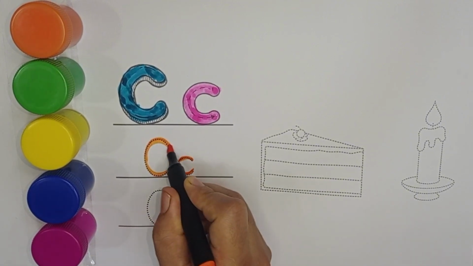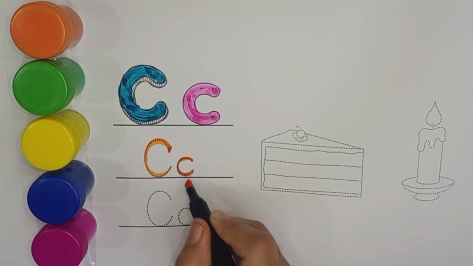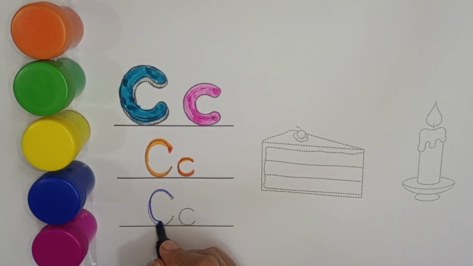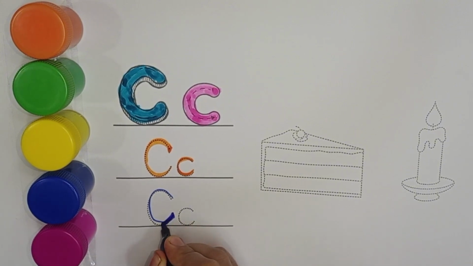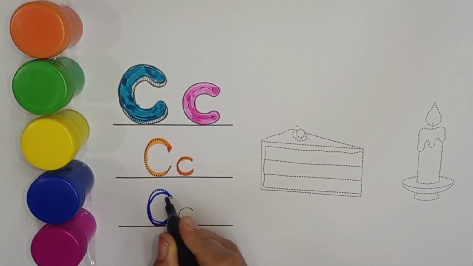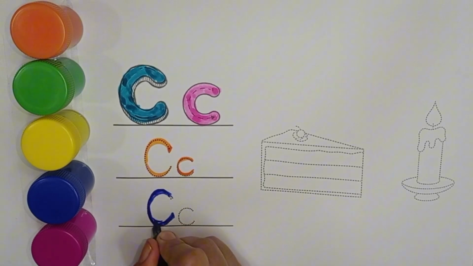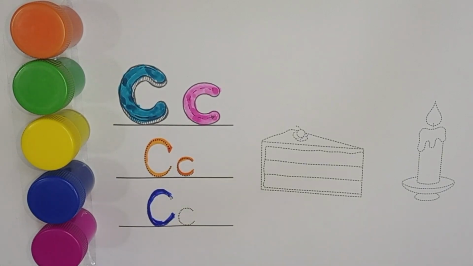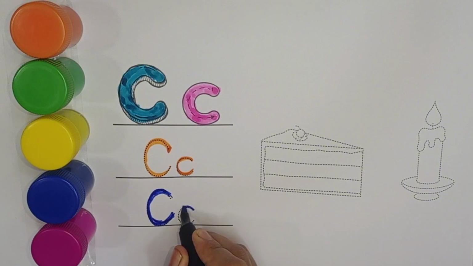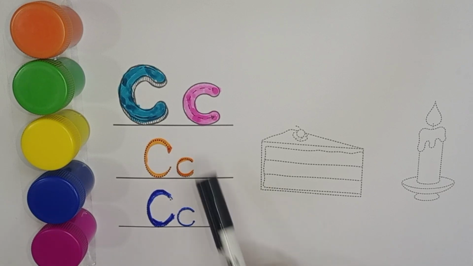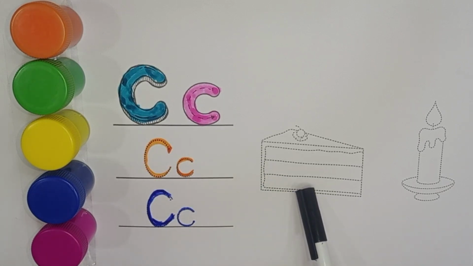Capital letter C, small letter C. Capital letter C, small letter C. We draw C for cake. Cake.